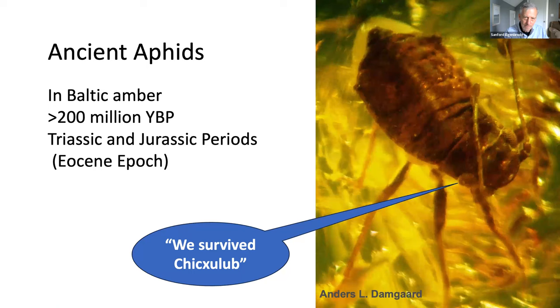And they're ancient. They've been around for a long time. This is one from amber. It's probably 200 million years before present. So it looks like a modern aphid. The siphunculi look a little bit subtle to me, but it's certainly an aphid. And this would mean that, like so many taxa, the aphids passed right through the disaster with the asteroid collision in the Triassic to Jurassic transition.